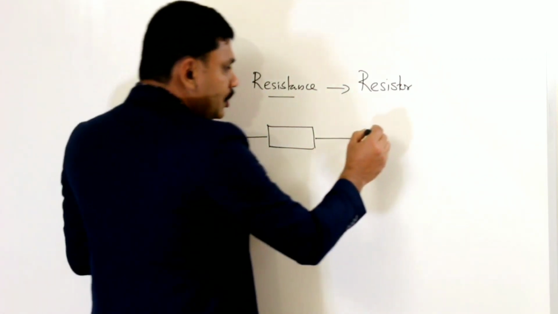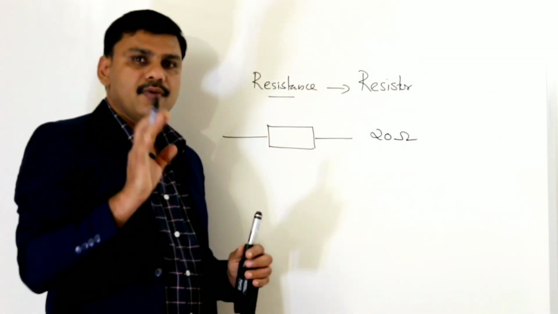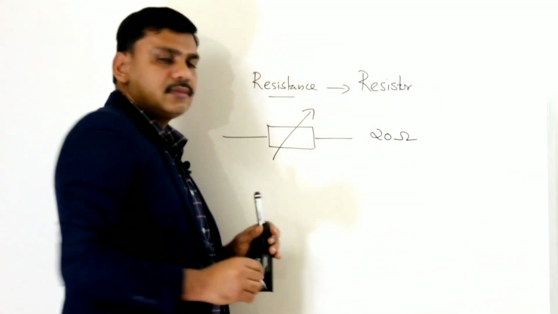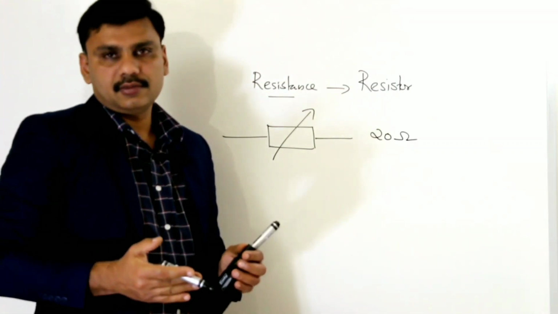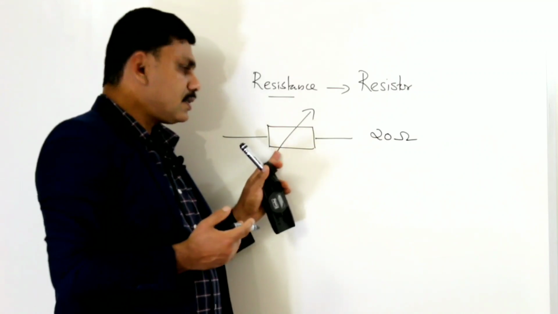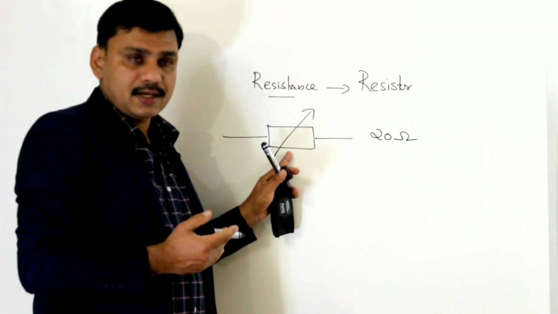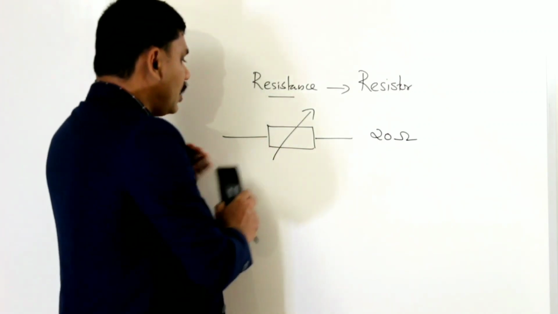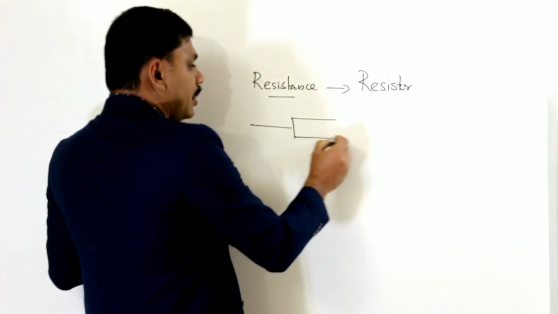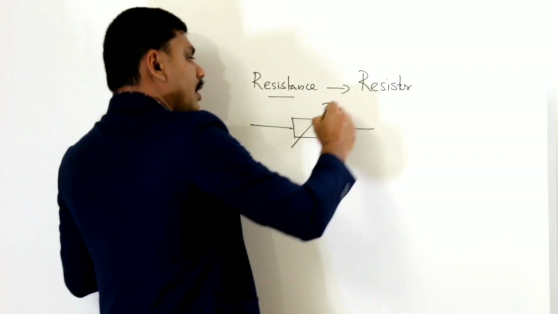For example, 20 ohm. This resistor is giving a constant value of resistance. If the diagram comes like this, it is a variable resistor. That means it can give different values of resistance. So this represents a variable resistance. So these are the symbols of different types of resistor. This is the exact symbol of a resistor. If it is a variable resistor, it looks like this.